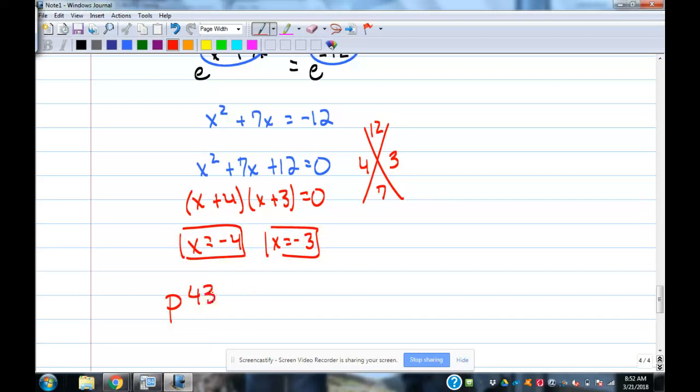Page 431, 3 through 59, 61 through 84, and 101 through 107.